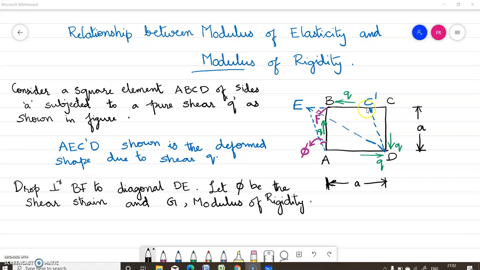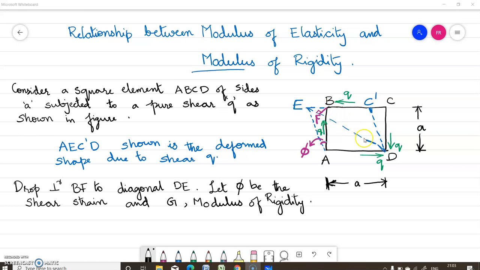So consider a square element ABCD subjected to pure shear. Now AEC'D is the deformed shape. Now we have to find out what is the strain, the shear strain, in this diagonal. For that, you drop a perpendicular BF to the diagonal DE.